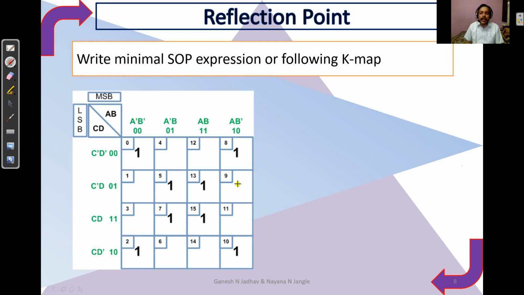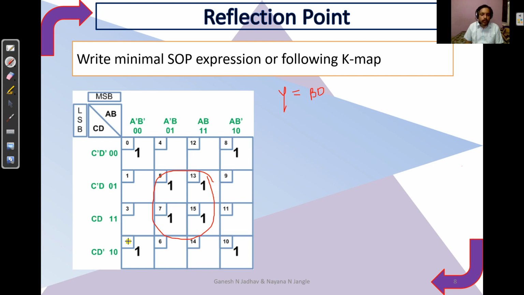So let's try: a group of 16 is not possible, a group of 8 is also not possible. So I can make this group of 4. For this group of 4, what will be the output equation? On this side non-changing is B, on this side non-changing is D. So the first term is BD. Now what can we do?